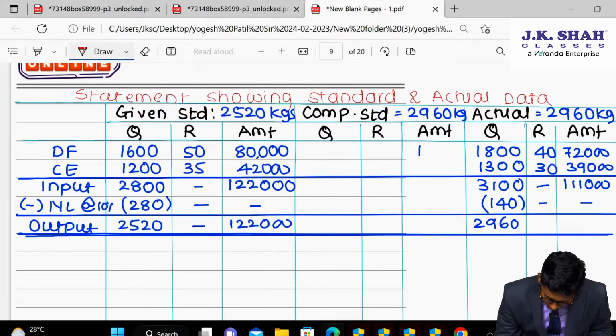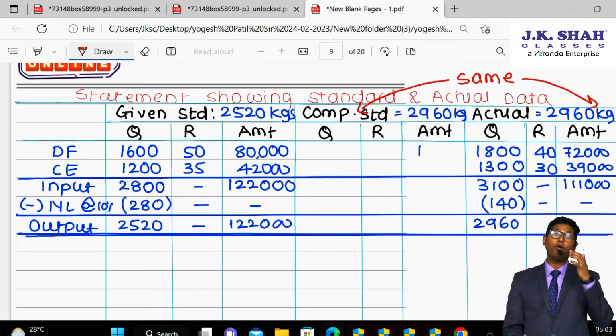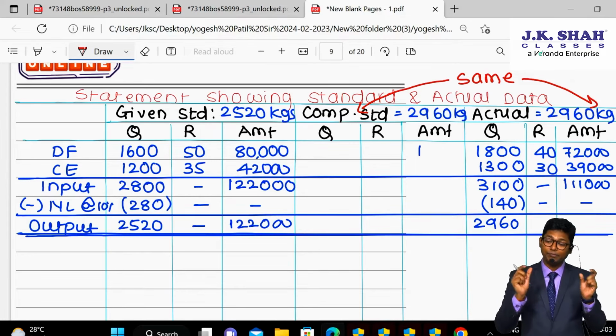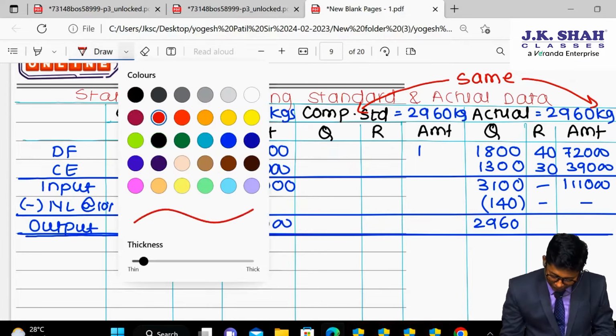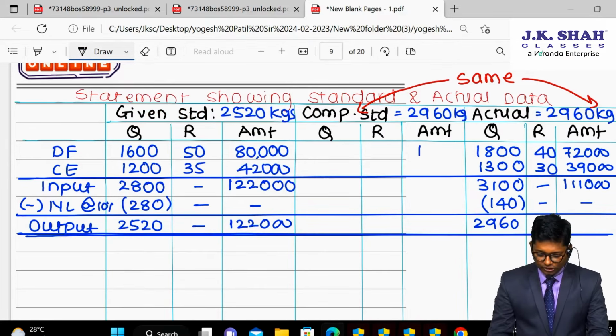Sir, how to convert that? First of all, remember one thing. Your comparable standard and actual data's quantity of output should always be equal. Very important point. Simply you need to cross multiply. Sir, how to cross multiply?